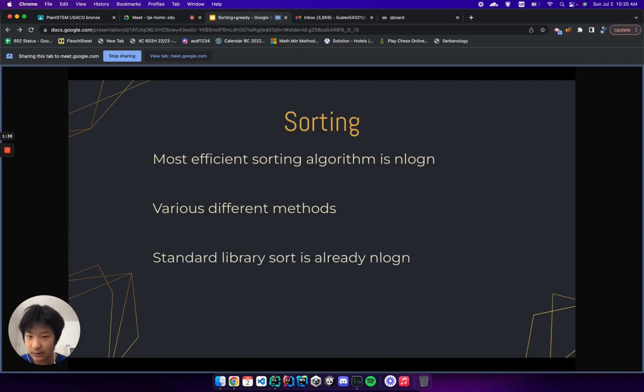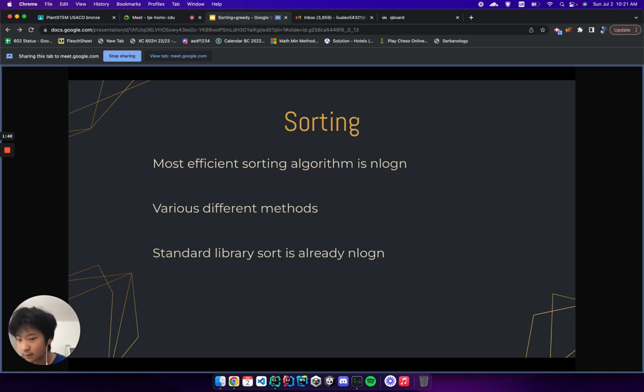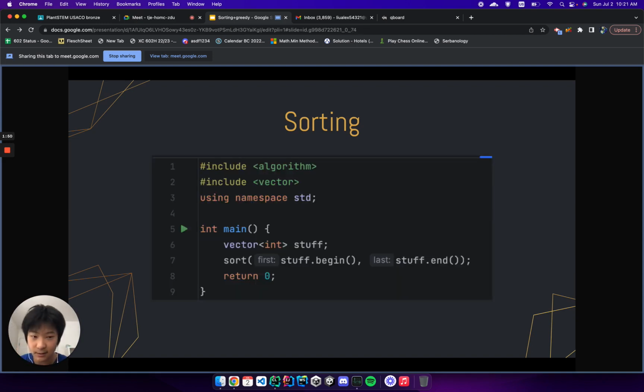As for how to sort an array, you can just use the standard library sort because it's already n log n for C++. So here's an example of that. Make sure to remember to include algorithm if you're going to use sort.